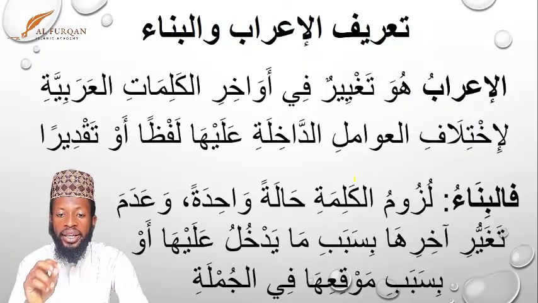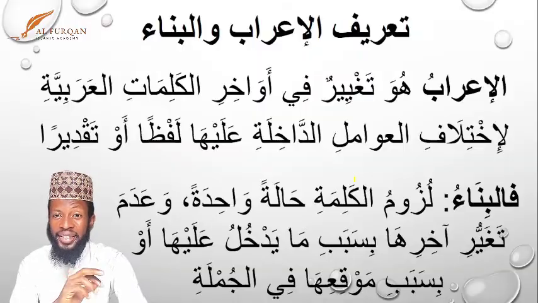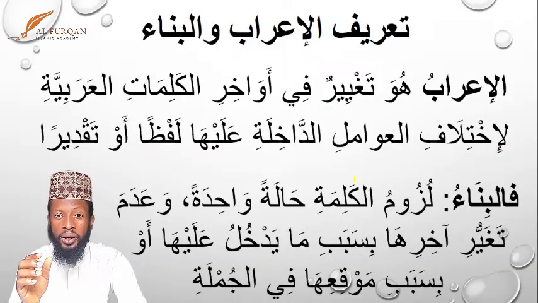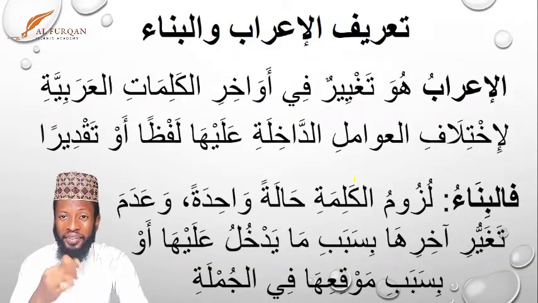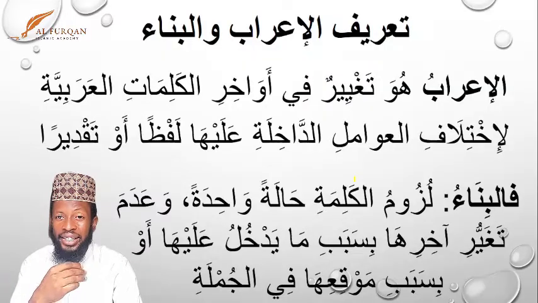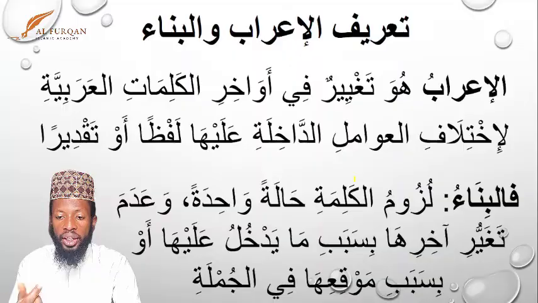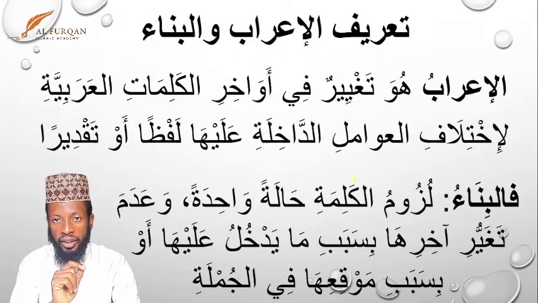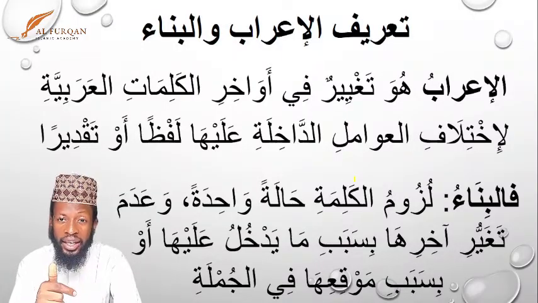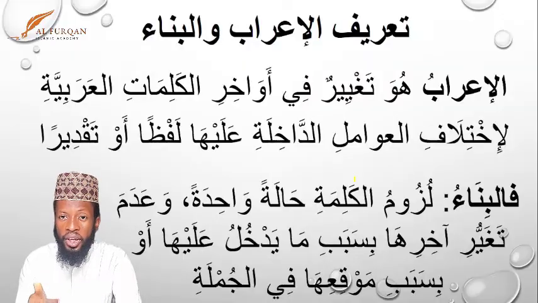بسبب ما يدخل عليها. It doesn't care about what enters upon it from the agent. Its ending just remains the same, أو بسبب موقعها في الجملة. In fact, it doesn't care if its position requires it to change; its ending is fixed. So this is i'rab and this is bina.